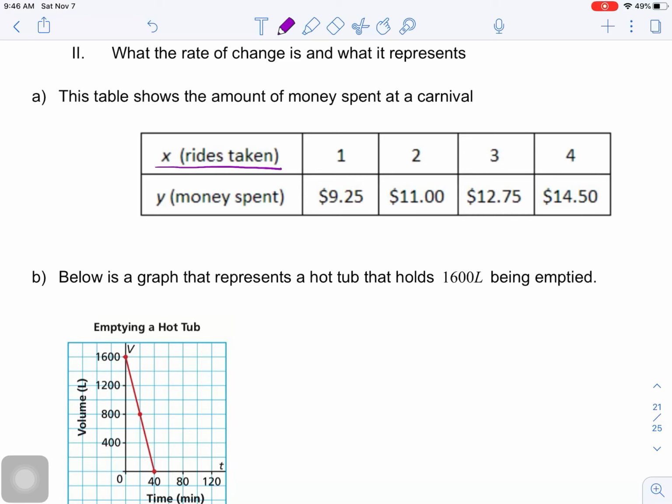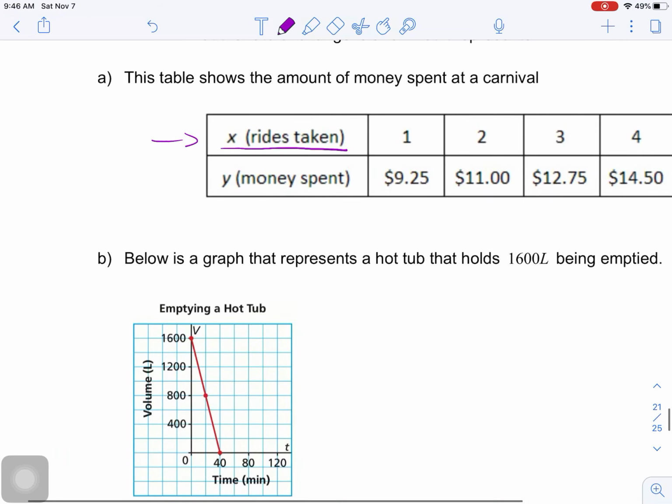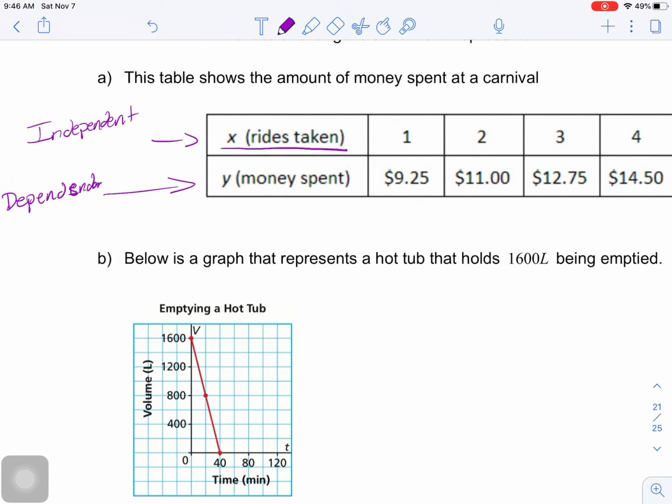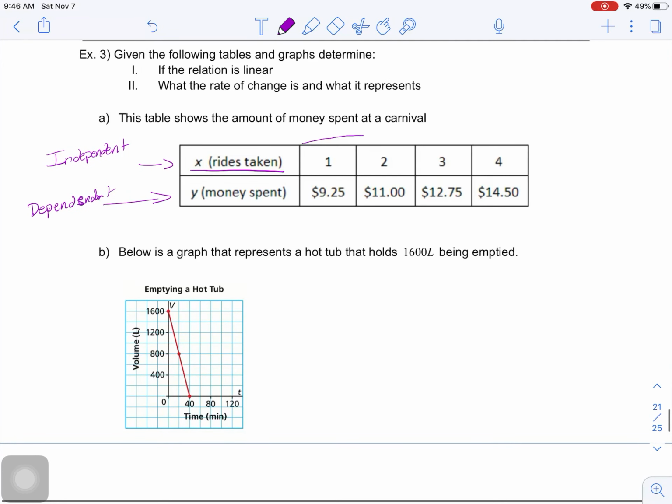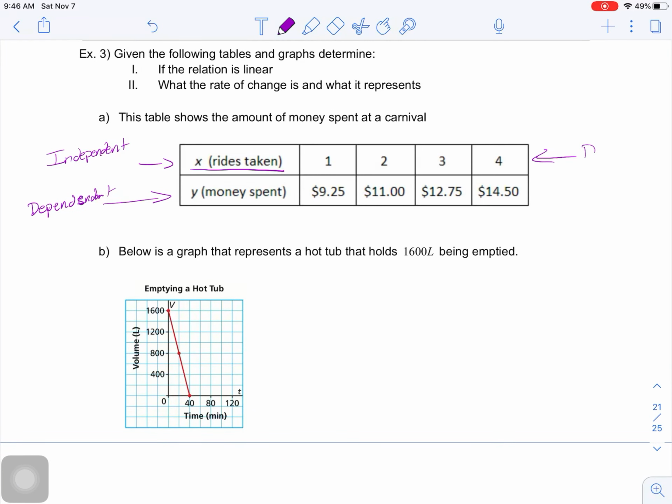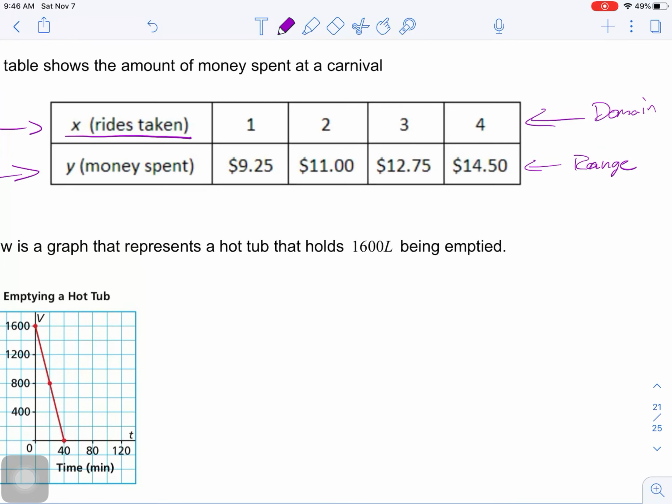So here we have X, and this is our independent variable. And then our money depends on how many rides we ride, so this is our dependent variable. Actually, these values are domain, and these values are range. Now let's talk about how our domain is changing. To get from 1 to 2, you add 1. To get from 2 to 3, you add 1. To get from 3 to 4, you add 1.